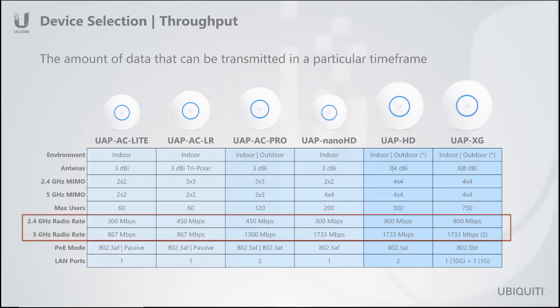Apart from that, the UAP XG also has a couple of LAN ports. One of the LAN ports is a 10 gig LAN port, which is available on the XG, as well as a one gig LAN port.